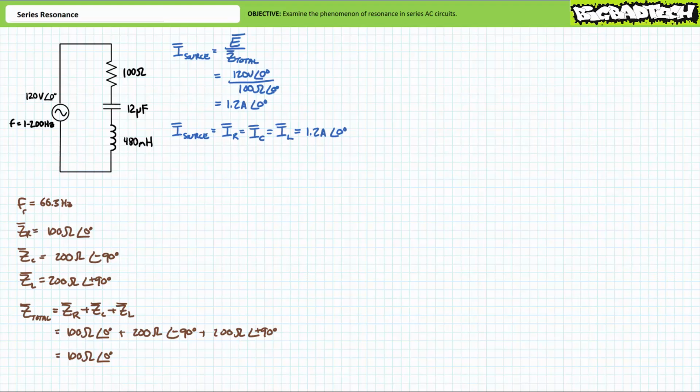Given this is a series circuit, it can be said 1.2 amps at an angle of 0 degrees flows through all three elements forming this series circuit. IR equals 1.2 amps at an angle of 0 degrees, as does IC and IL. Let's now examine voltage distribution within this series circuit. Prepare yourself for the oddest of odd behaviors.